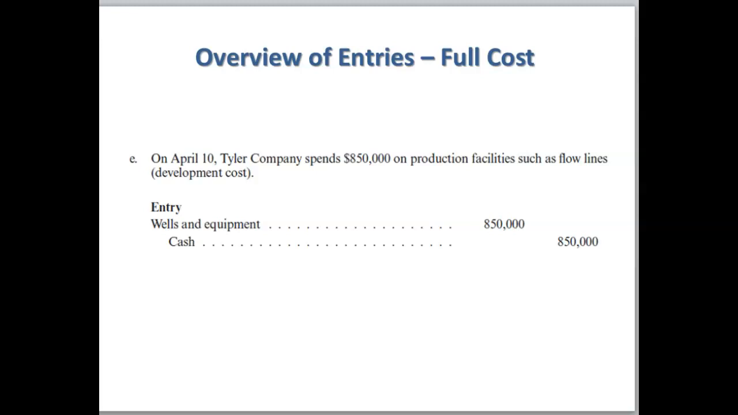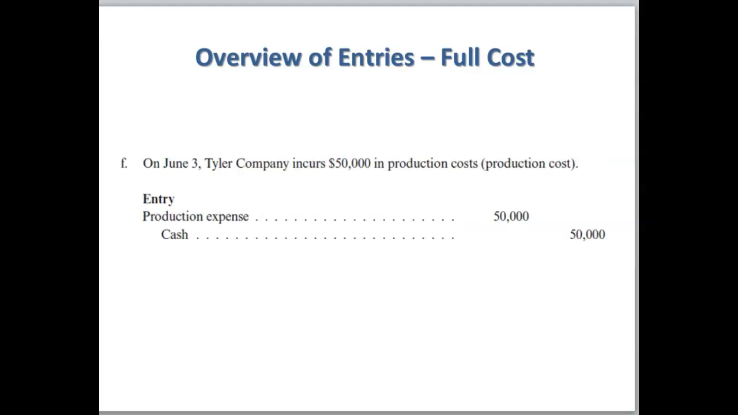On April 10th, Tyler Company spends $850,000 on production facilities such as flow lines. This is a developmental cost. It's going to be capitalized. We're going to debit wells and equipment and we're going to credit cash. On June 3rd, Tyler Company incurs $50,000 in production costs. Under both methods, successful efforts and full cost, production costs are going to be expensed. So we're going to debit production expense and credit cash.